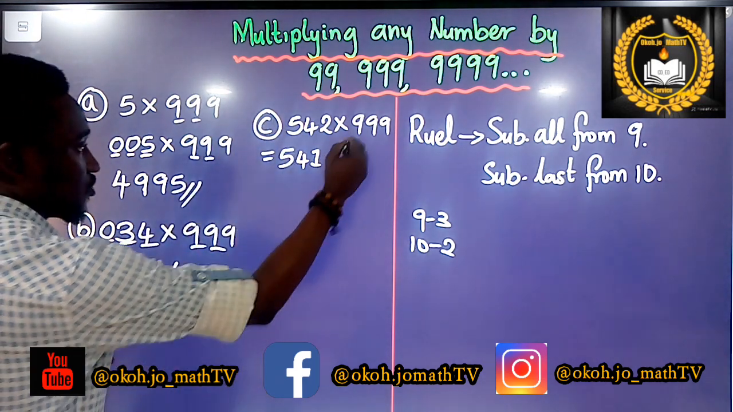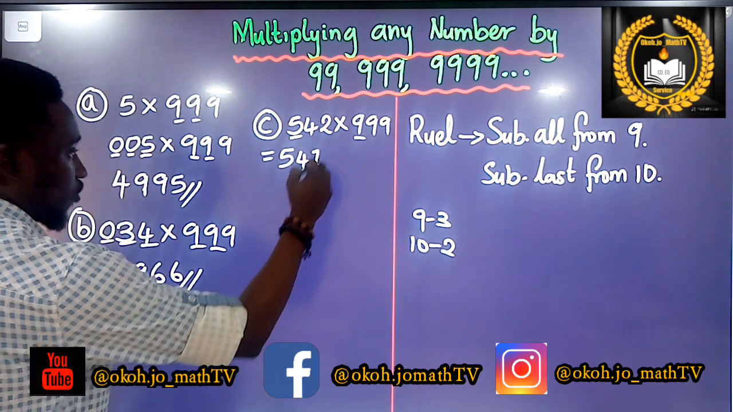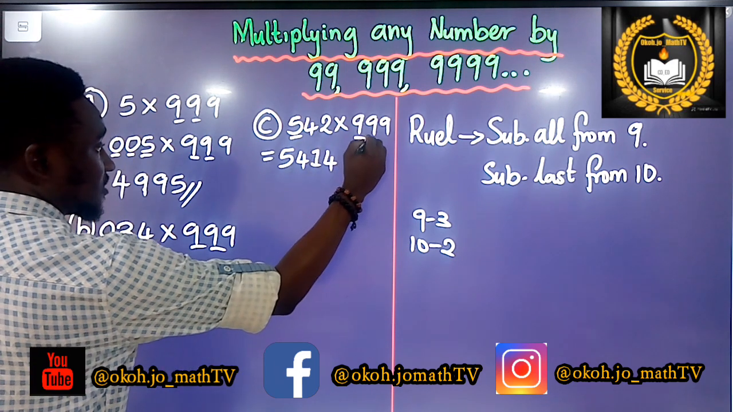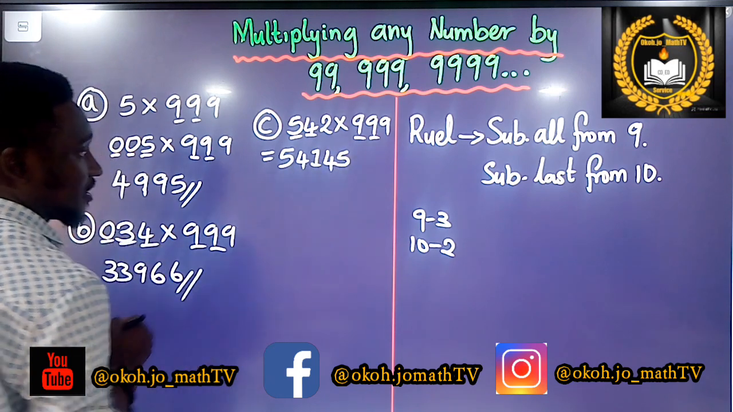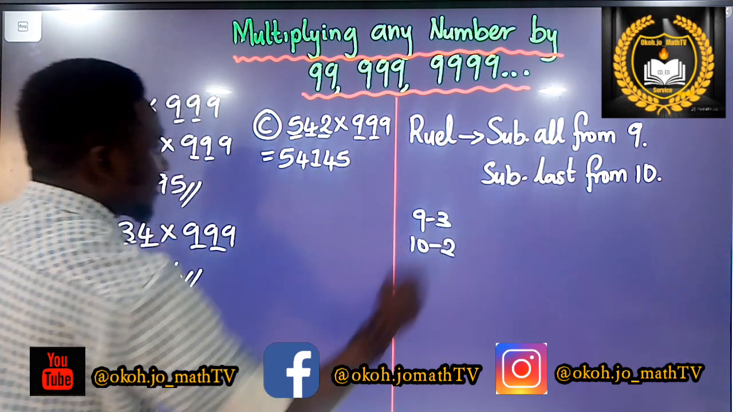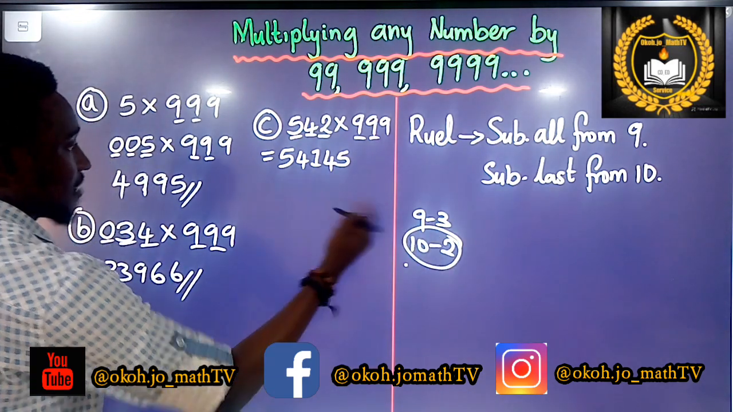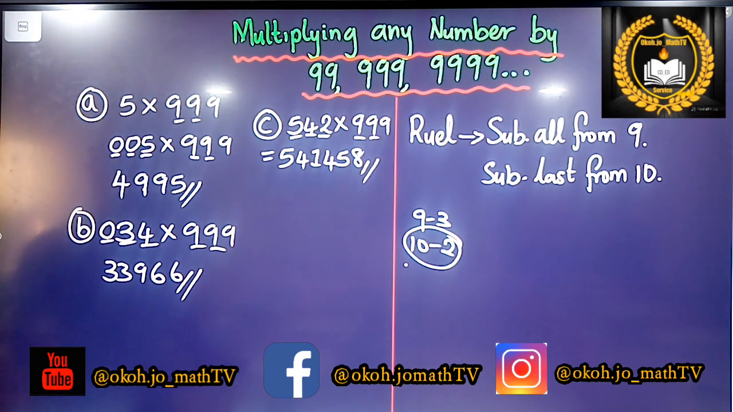So the first thing we should do here now is 9 minus 5. 9 minus 5 is 4. The second thing is 9 minus 4, which is 5. Is that okay? Then the last thing, since this is the last digit, we take from 10. We should take 2 from 10, as we did here. So 10 minus 2 is 8. And this is our final answer. You can see how it's going smoothly.